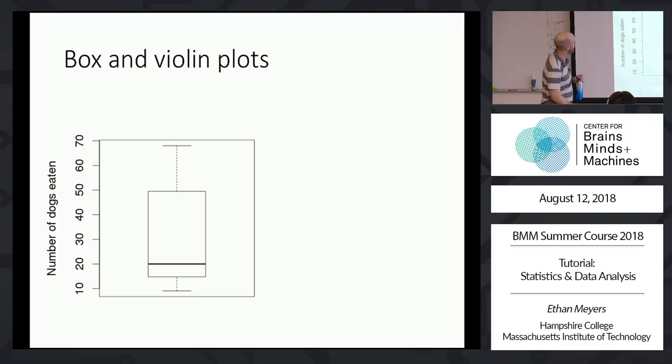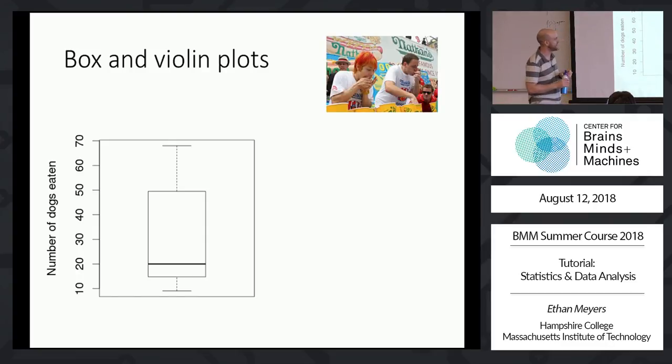This data comes from a hot dog eating contest. These are all the contest winners. What this is not showing you is the time progression, because the people who are eating 70 are in the later years. They got better as they kept on going.